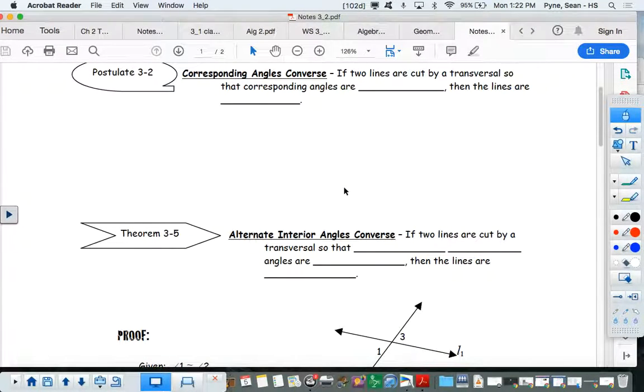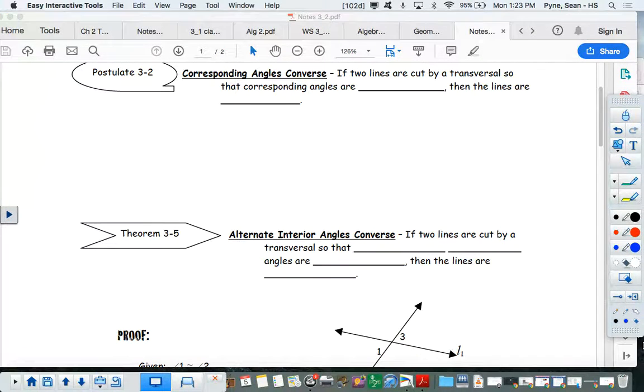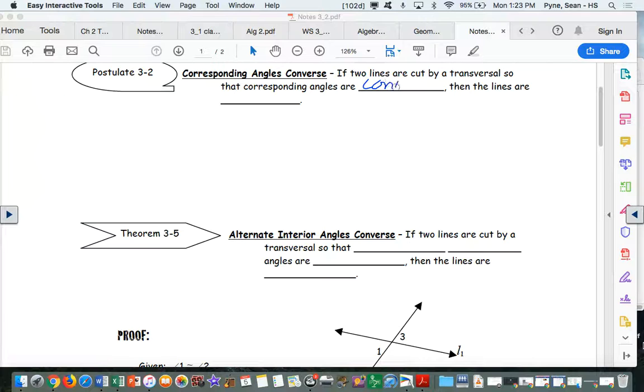First one, corresponding angles converse. If two lines are cut by a transversal so that the corresponding angles are congruent, then the lines are parallel.